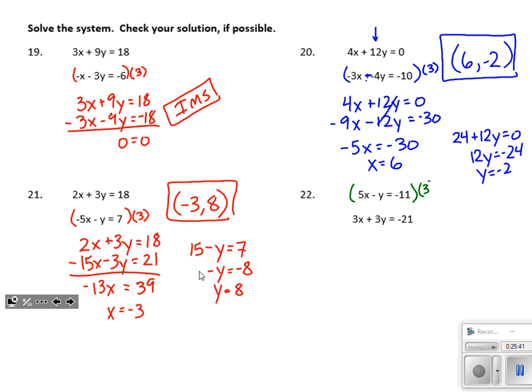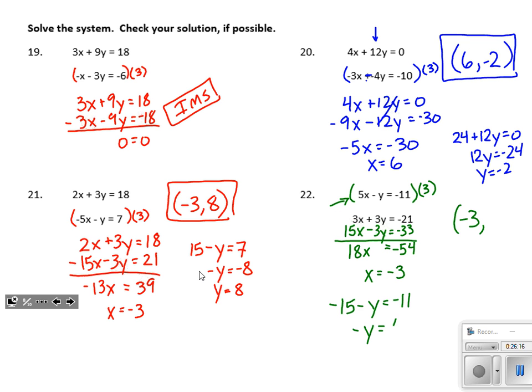I'm going to cancel out the y's again for number 22. So the bottom equation stays the same. Top equation becomes 15x minus 3y equals negative 33. And when I combine them and get the y's to eliminate, 18x equals negative 54, telling me x has to be a negative 3. Just like the last one. How funny is that? Now if I substitute that negative 3 into the top equation, that has the easier y for me to solve for. I get negative 15 minus y equals negative 11. Add 15 to both sides, negative y equals positive 4, so y must be negative 4.